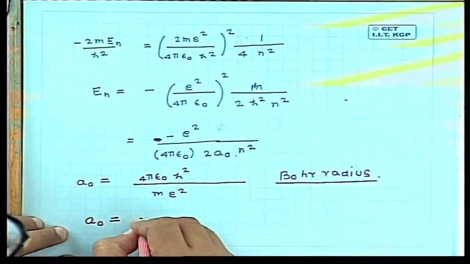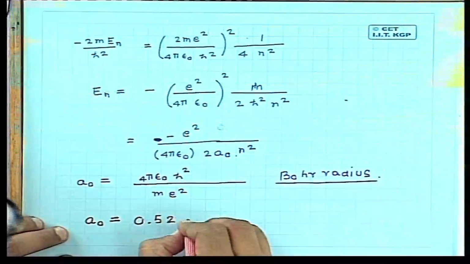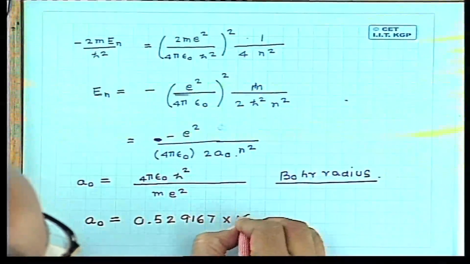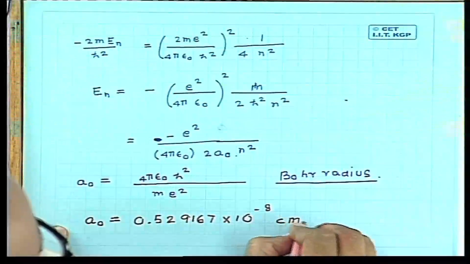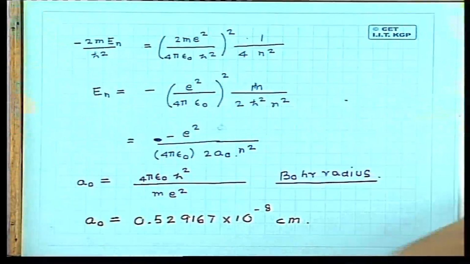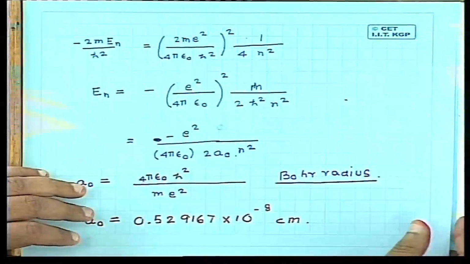Let me give you the numerical value of the Bohr radius. It is very important. A naught is equal to 0.529167 times 10 to the power minus 8 centimeters. So these are the energy levels of the hydrogen atom. Now there is still a little bit left. Let me finish that before closing for today.